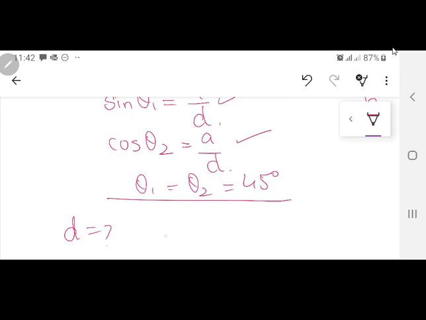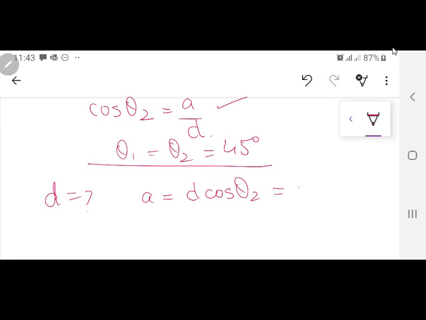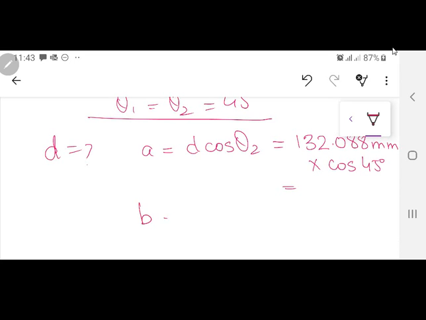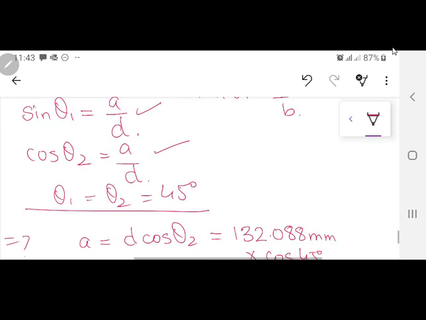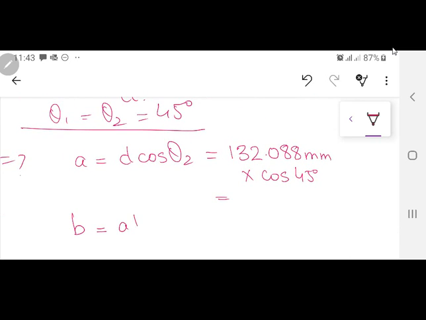From here you can easily find out what is A. A is equal to D cos theta 2. What was D? D क्या value थी? 132.088 millimeter multiplied by cos of 45. D value बता दो please on this one. What will be B? You can use B equal to A tan theta 2, is totally up to you. A tan theta 2, this is A into tan of 45.